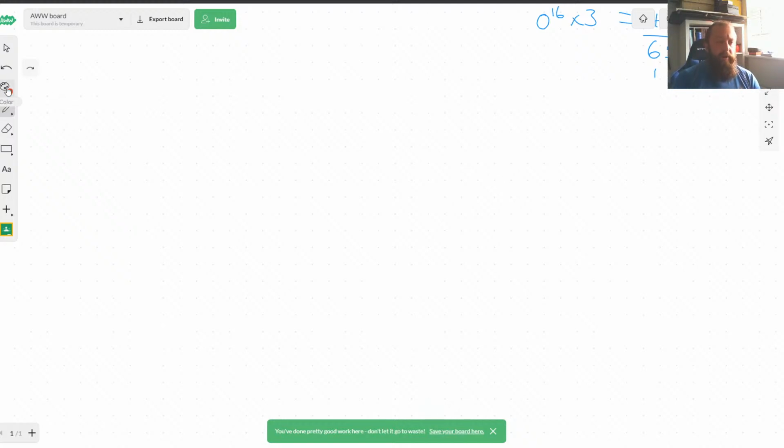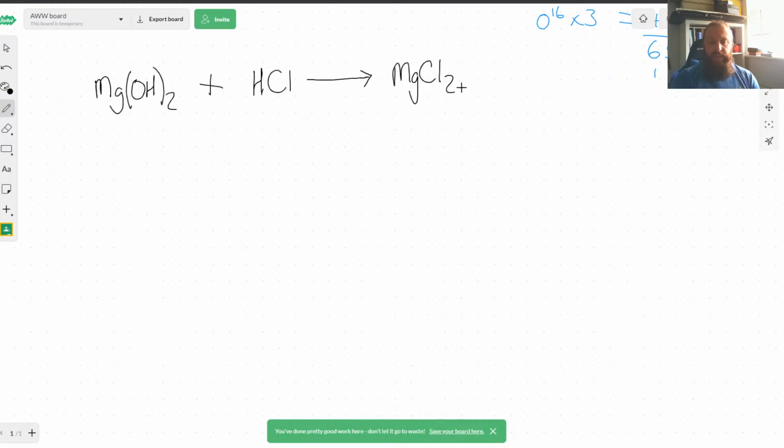Right, let's choose a different chemical reaction then. I'm going to go with magnesium hydroxide with hydrochloric acid. Don't worry about what salt's forming at the moment. I'm going to go through that in another video. The key thing is actually learning the scaffolding for doing these calculations. So we make magnesium chloride and water.